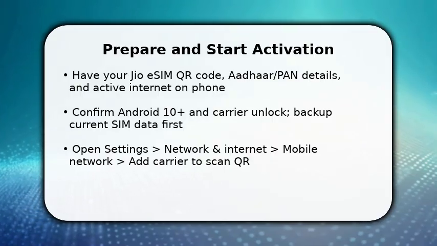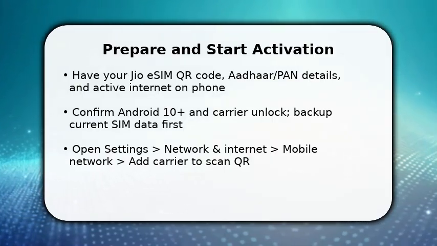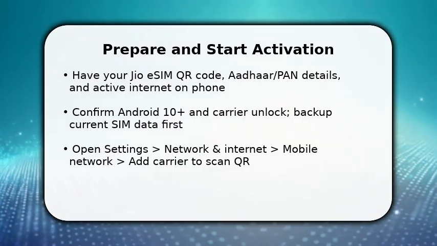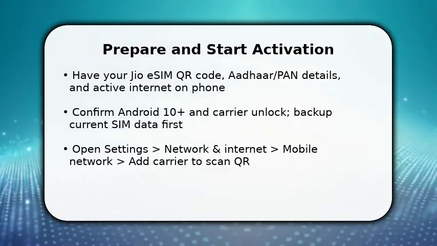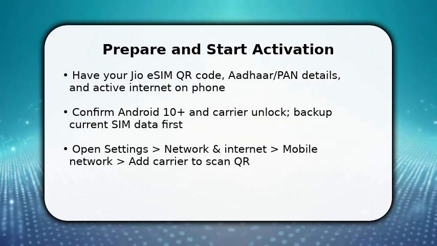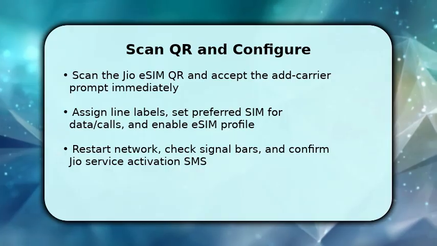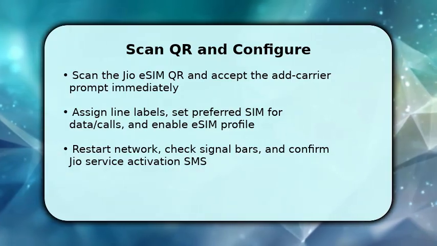I explain how the device downloads a profile and why permissions and connectivity matter. Without them, the eSIM can't be provisioned to your device. After scanning the QR, you'll see an Add Carrier confirmation. Accept it to let Android install the eSIM profile.